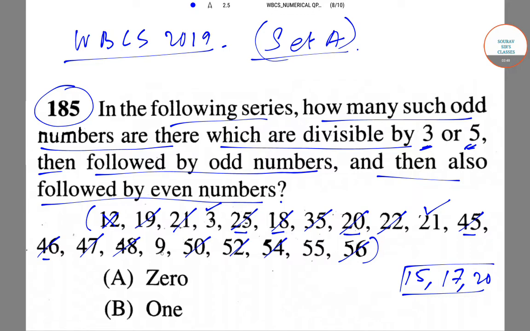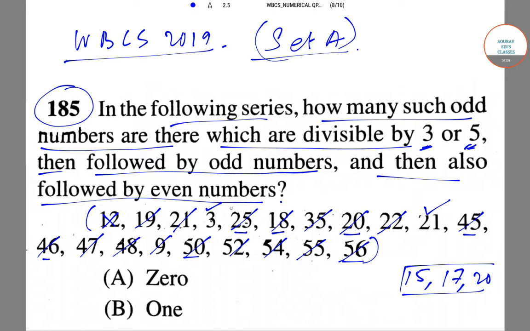Now let us go to the number 9. 9 is divisible by 3. But is it followed by an odd number? No, it is followed by an even number. 50 is an even number. So 9 is also cancelled out. The last remaining number is 55. 55 is divisible by 5, but it is not followed by an odd number. It is followed by an even number, 56. So 55 is also cancelled out.